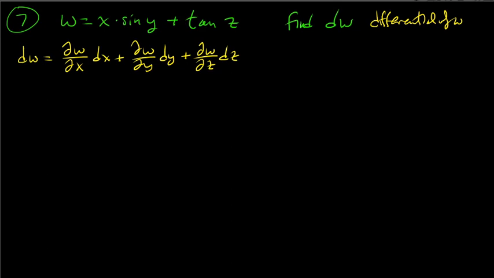Right, and just taking the partial derivatives, and I know I'm not very good at that, right? But with respect to x, I think we just get sine of y times dx. And then with respect to y, x is a constant, so we get x times cosine of y times dy. And then the derivative of tangent is secant squared of z times dz.